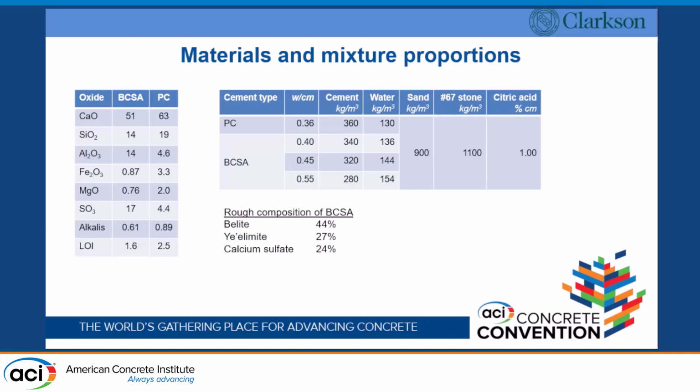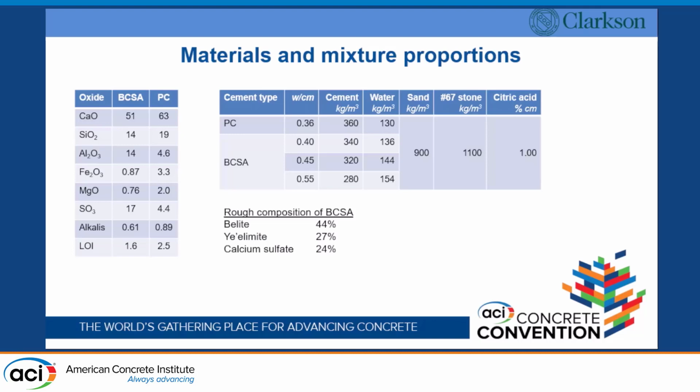We had 4 BCSA mixtures. Here we go. Our control is a 0.36 water-cement ratio Portland cement. And then with the BCSA, we're at a 0.4, a 0.45, and a 0.55.